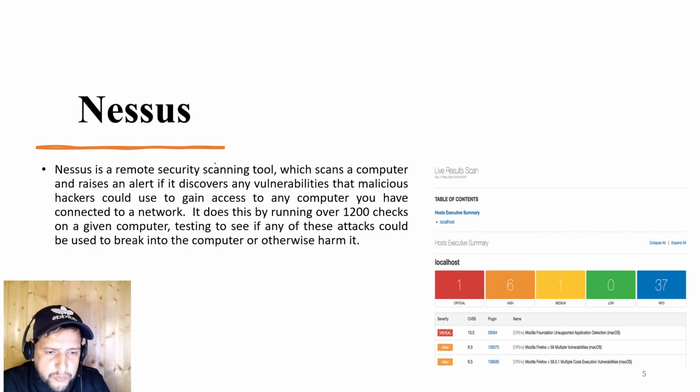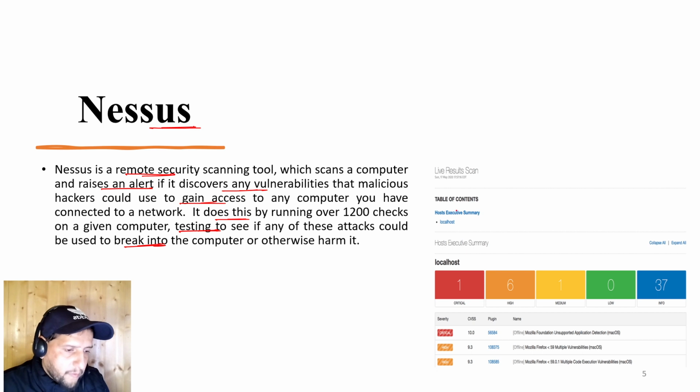Nessus is used for vulnerability analysis. So when you do VAPT, this is one of the tools you will be using most of the time, because it's a remote security scanning tool which scans a computer and raises an alert if it discovers any vulnerabilities that malicious hackers could use to gain access to any computer you have connected to a network. It does this by running over 1200 checks on a given computer, testing to see if any of those attacks could be used to break into the computer or otherwise harm it.